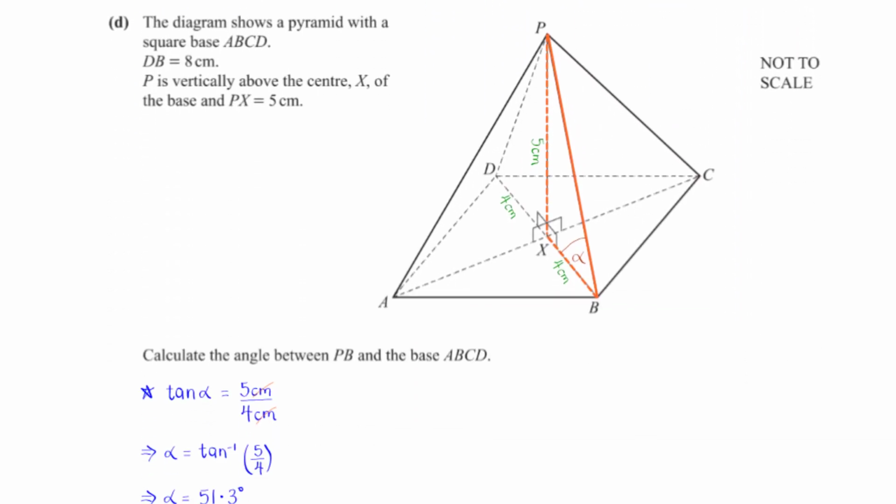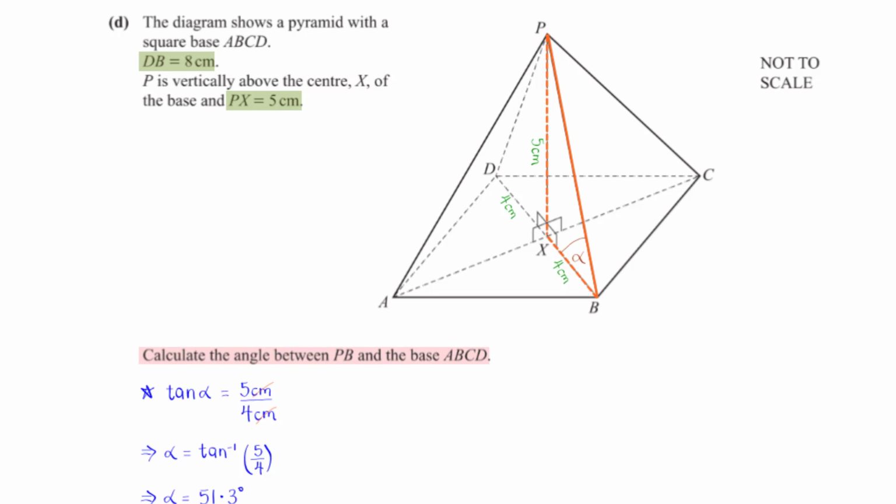The diagram shows a pyramid with a square base ABCD. DB equals 8 centimeters. P is vertically above the center X of the base and PX is 5 centimeters. Calculate the angle between PB and the base ABCD.